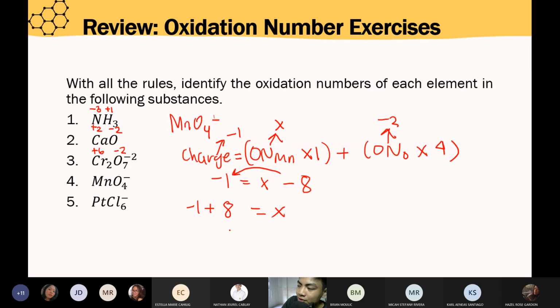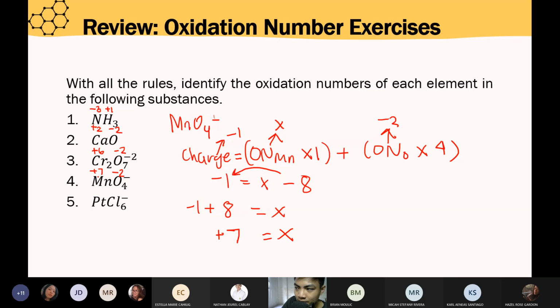And 8 minus 1 is 7. So, ibig sabihin, the oxidation number of manganese is positive 7. And for oxygen, it's negative 2. Okay? So, ganun. So, let's check. Double check na lang.